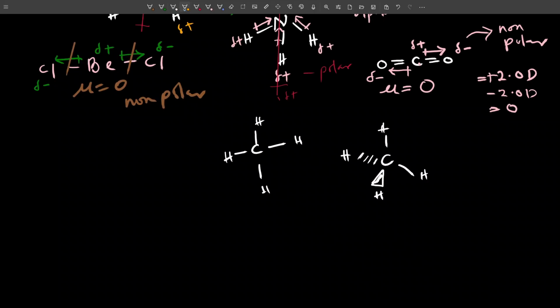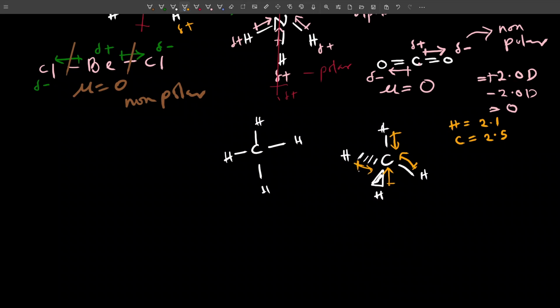Okay, so the electrons here, how do they move? Do they come towards carbon or towards hydrogen? Hydrogen has an electronegativity of around 2.1, and carbon has an electronegativity of around 2.5. So carbon is more electronegative than hydrogen. So the electrons here will come in this direction towards carbon. Similarly, this will also come in this direction towards carbon, and this too, towards carbon.